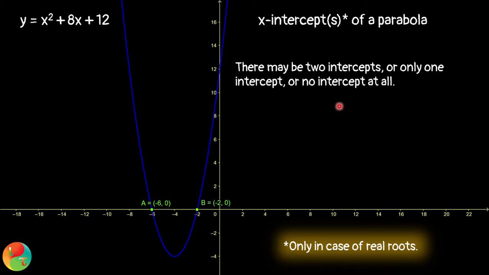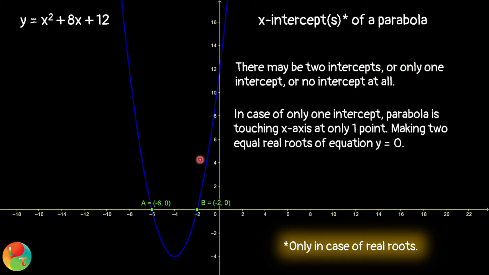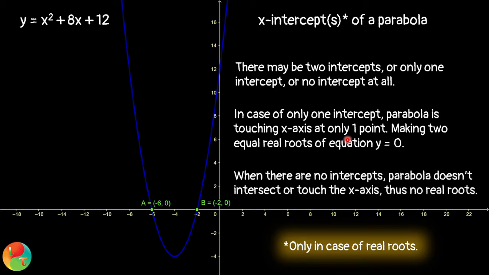Now there may be two intercepts or one intercept or no intercept at all. In case of only one intercept, the parabola is touching the x-axis at only one point, making two equal real roots of the equation y is equal to 0. And when there are no x-intercepts, the parabola does not intersect or touch the x-axis, thus no real roots.